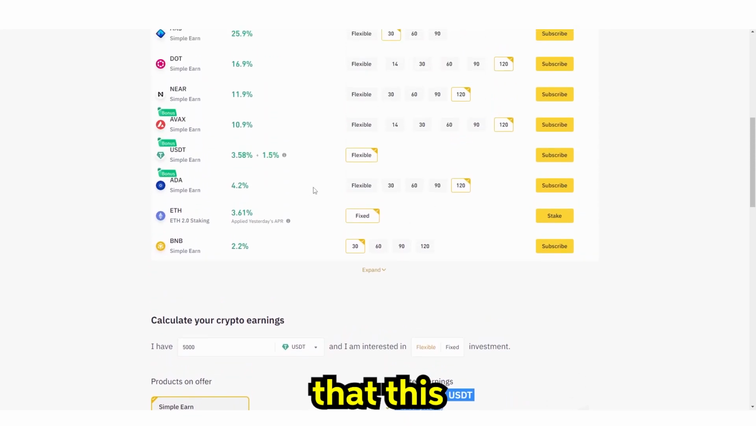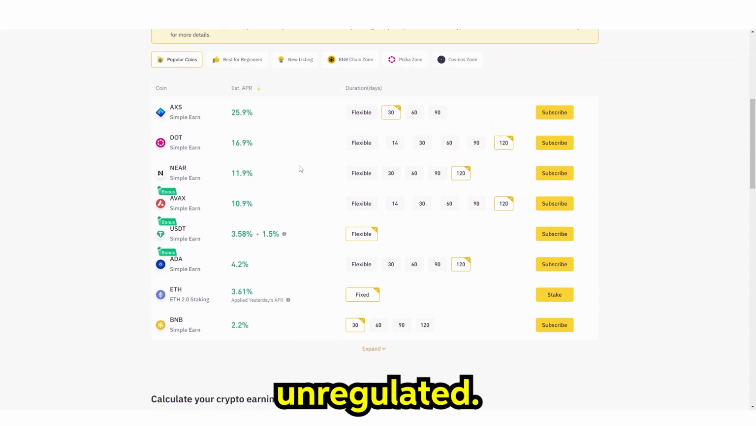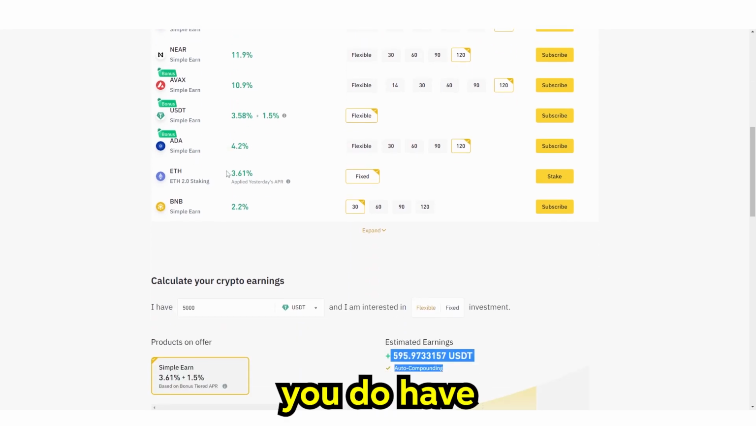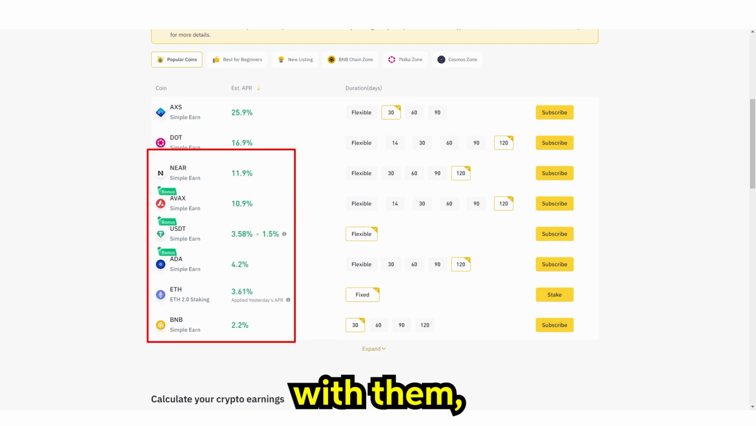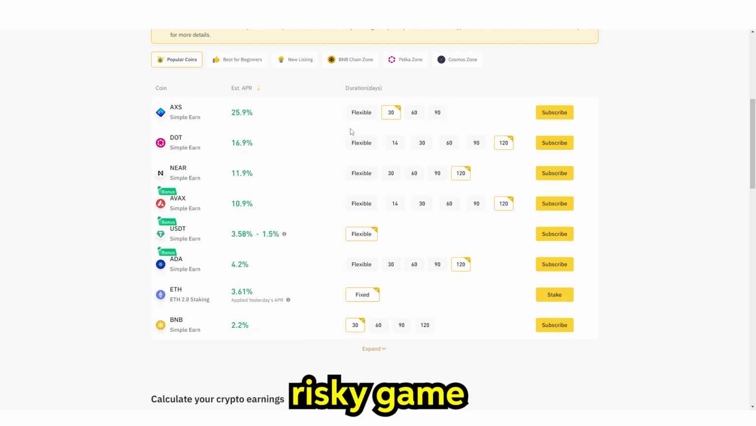And I'm not going to say that this is better than traditional banks, because at the moment, crypto is still heavily unregulated. Binance could crumble tomorrow. All these exchanges could crumble. I mean, banks failed at the start of the year. So you do have to exercise some risk, especially with some of these tokens. I'm not saying there's anything wrong with them, but you need to understand that crypto is an inherently risky game, and sometimes tokens do go bust.